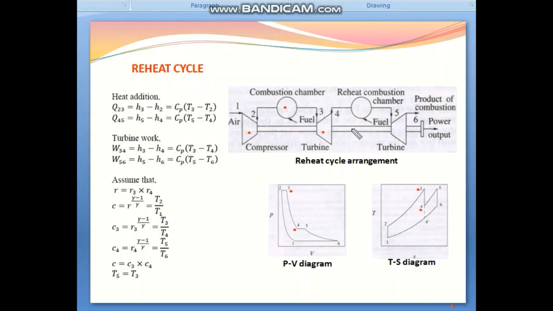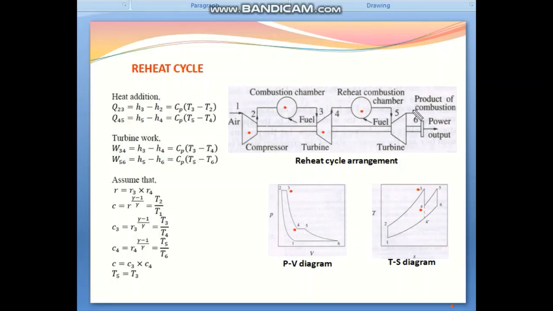Then that product flows to the reheat combustion chamber. In the reheat combustion chamber, it is again mixed with some fuel and again combustion takes place, that is 4 to 5. This is 4 to 5. In 4 to 5, the temperature is again increased. This is the process 4 to 5. Okay, this is a constant pressure process.